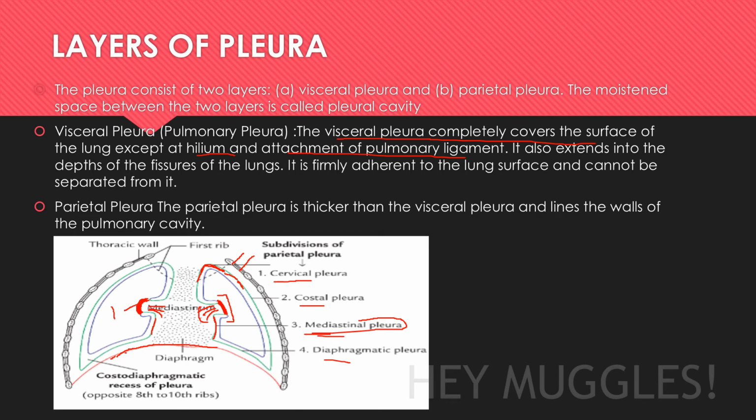I told you this is your hilum. So your visceral pleura is completely covering the lung, but it is not present at the hilum and at the attachment of your pulmonary ligament, and the attachment of pulmonary ligament is somewhere at the root of the lung, right? So I think this is all about the layers of the pleura.